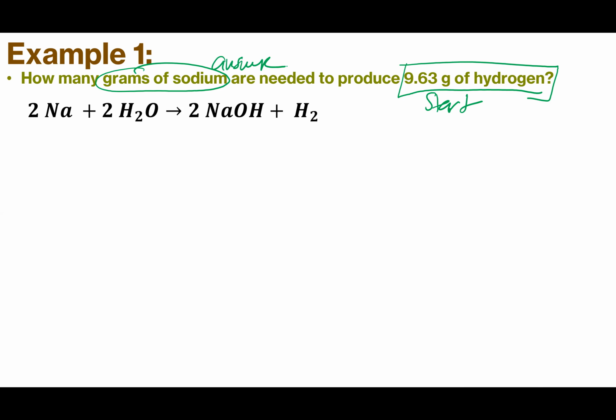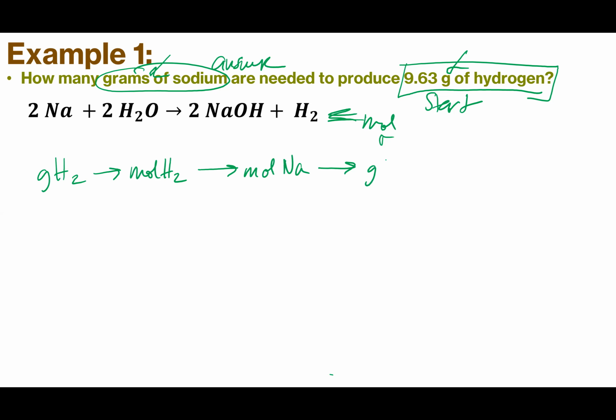So now we have to remember our equation is always in terms of moles, and we have grams here. We're looking for grams and we have to get to moles. So this is going to be a couple of steps. We got to take grams of hydrogen and turn it into moles of hydrogen so we can use the equation. Our moles of hydrogen, using the equation, will lead us to moles of sodium that we need, and then we can use the molar mass of sodium to figure out how many grams of sodium that actually is.